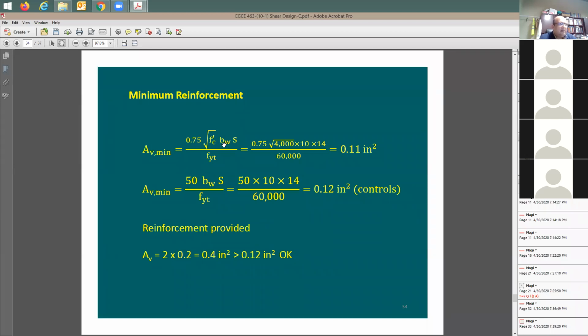Section width is going to be 10 inches. The spacing is 14 inches. And here's the 0.75. This is not a phi factor. This is just a constant in the equation. With that, I need 0.11 square inches.